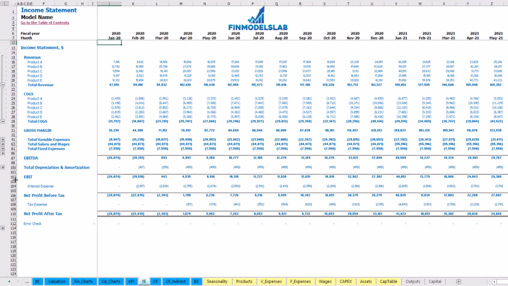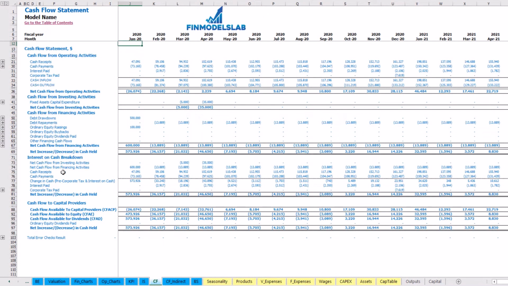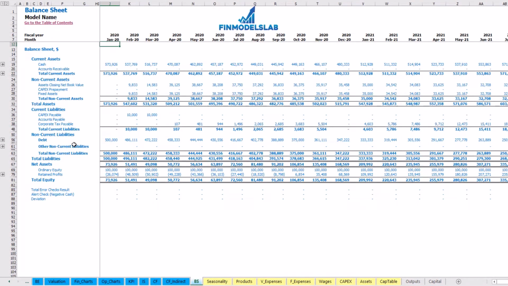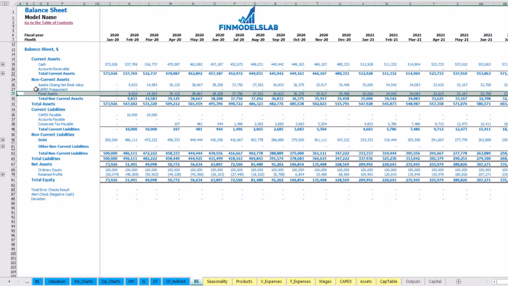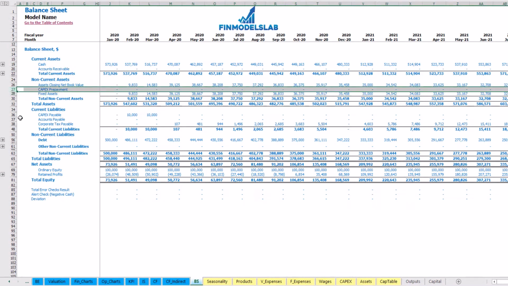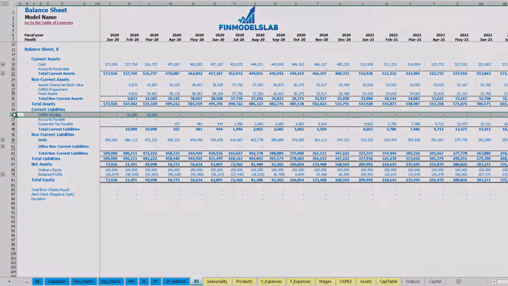The total amount of depreciation you may find in income statement. On the cash flow, you may find cash flow from investing activities for these assets. And on the balance sheet, you may find fixed assets amount under non-current assets, and capex prepayment, and capex payables as well.